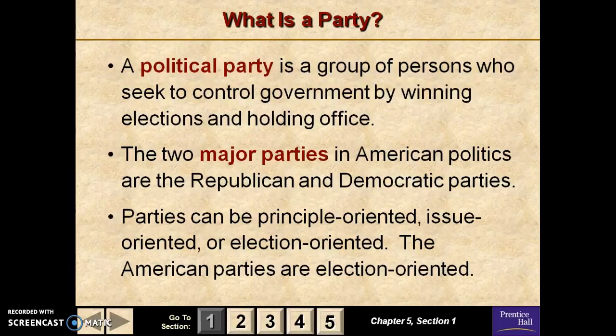If you look back over the last couple of presidential elections, and we go back to the election of 1992, Bill Clinton ran against George Bush. Bill Clinton was a Democrat. George Bush was a Republican. We'll bring in Ross Perot, who was the Reform Party candidate, a little bit later in our lecture.